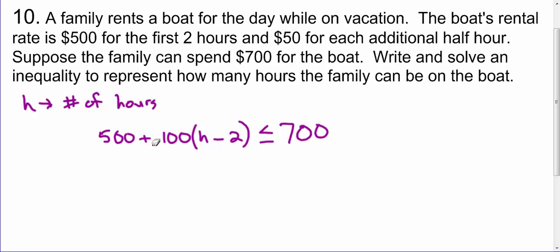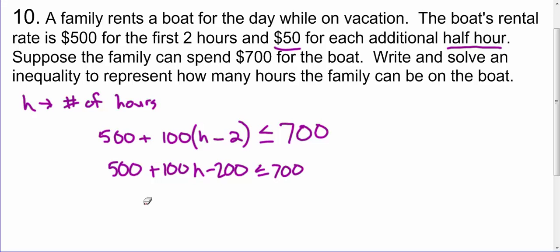100 times h minus 2 would probably be the part that would be most confusing in this, but essentially the minus 2 is taking away the first 2 hours. This is 100 rather than 50 because this is $50 per half hour. We're saying h represents hours. All right, let's do a little work here to simplify. So 100h minus 200 less than or equal to 700. I'll go ahead and combine like terms, so I'll have 100h plus 300 is less than or equal to 700.